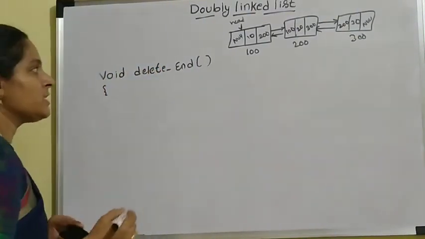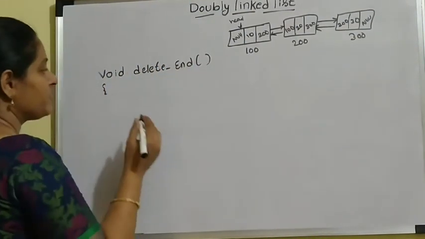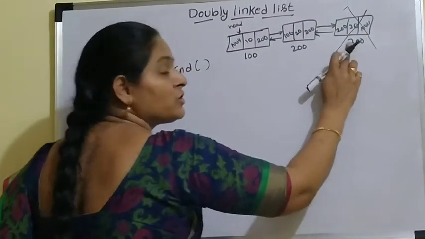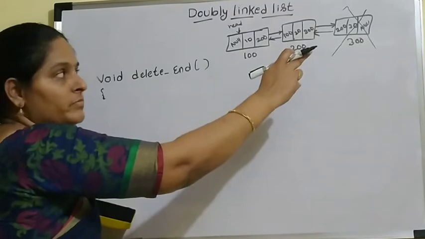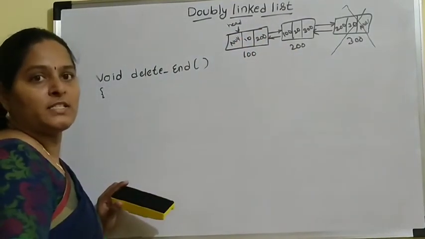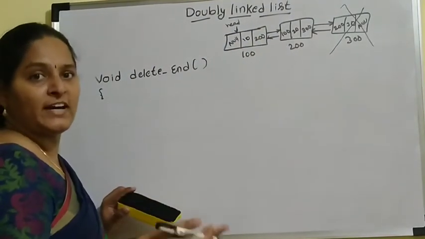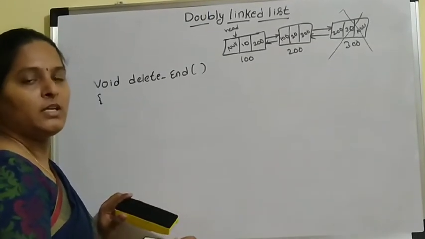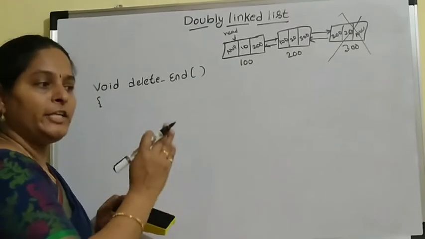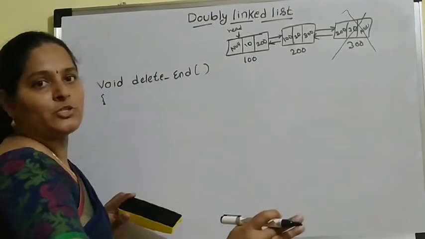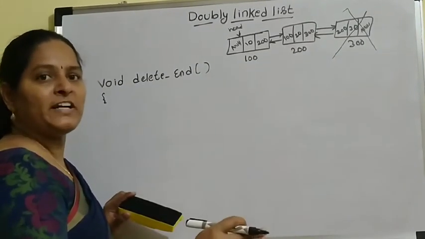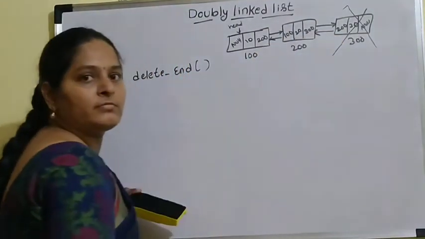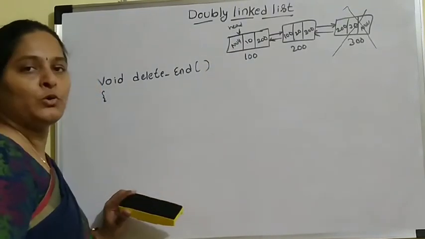Okay, now I want to delete a node at the end of the list. This node I want to delete. If I want to delete this node, first of all I need to find out that node. So how to find out the last node in the list? If any node next field is having null value, that indicates that node is the last node. So by taking one pointer, I need to reach the last node in the list. Once you find the last node, then we need to disconnect these two links. Let us see how to write the code for this.